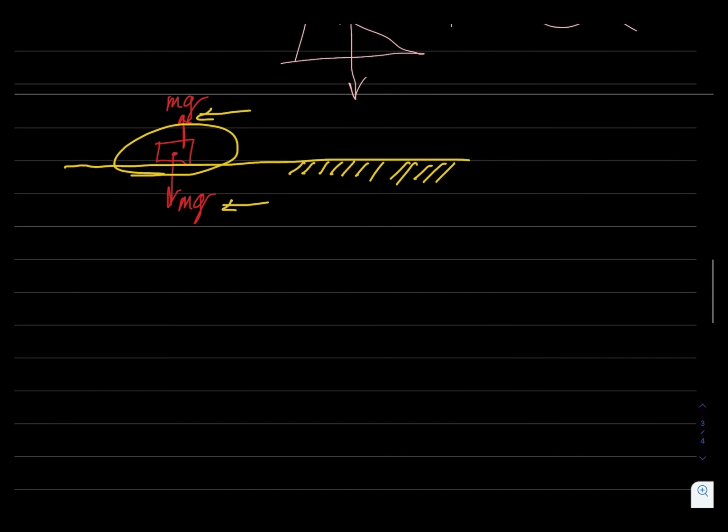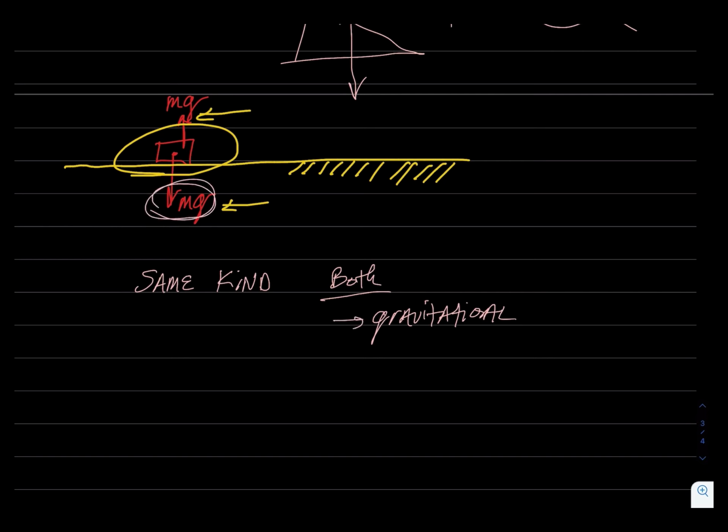The second problem with assigning this to Newton's third law is that the force pairs, the A and the B, that are equal and opposite, must be the same kind of force. And what does that mean? They must both be, for example, gravitational. Okay? Gravity is pulling down, but this is the normal force. That's the table pushing up on the block. There is no gravity pulling the block up.